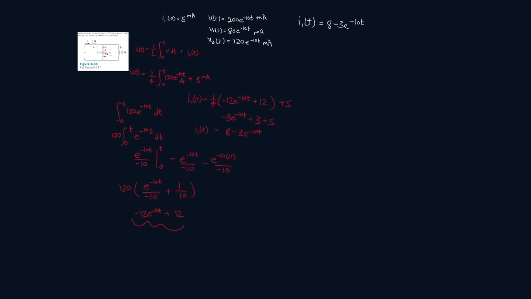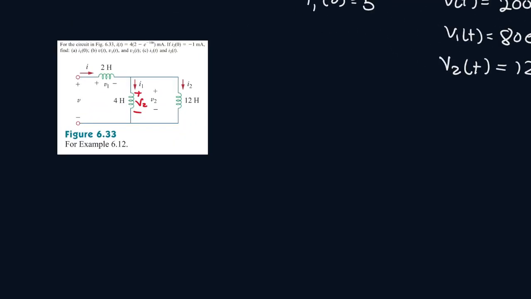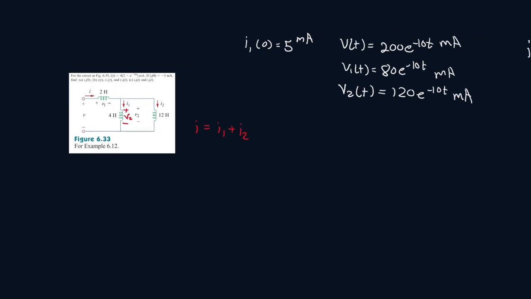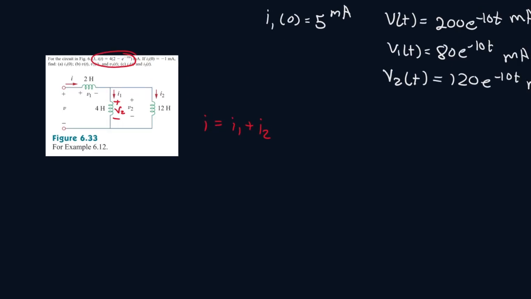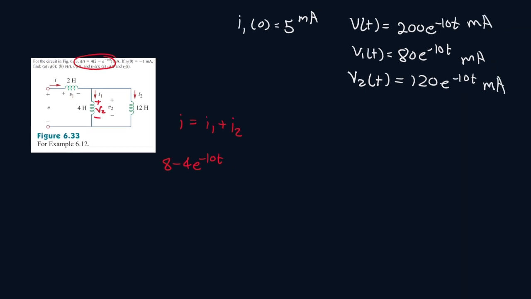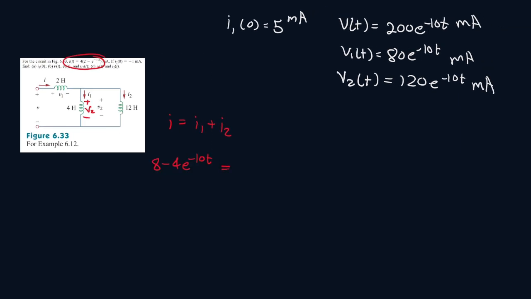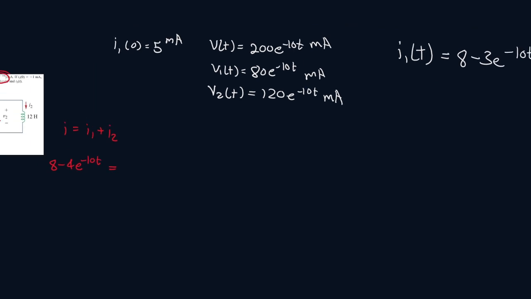All right, now we just have one more part to solve. So now they want the formula for I2(t). Let's do a node analysis. So I is equal to I1 plus I2. I(t) was this. So it's 8 minus 4e^(-10t), and that is equal to I1, which is 8 minus 3e^(-10t), plus I2(t).